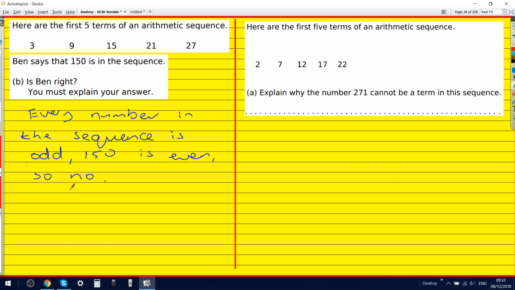So 271. It's because the numbers in the sequence end in 2 or 7. Yeah. What else do you have to say? Not in 1. Yeah, so 271 ends in 1. Yeah.